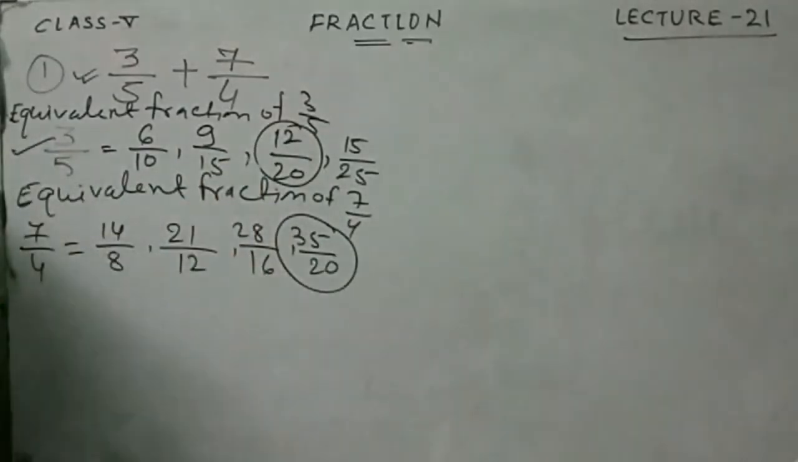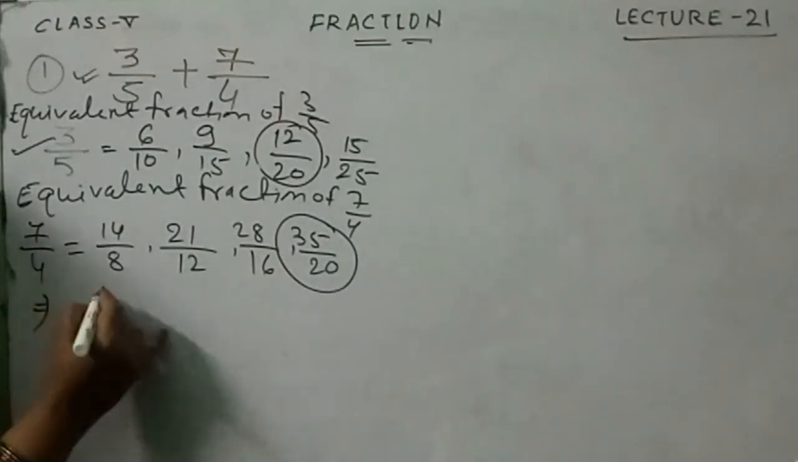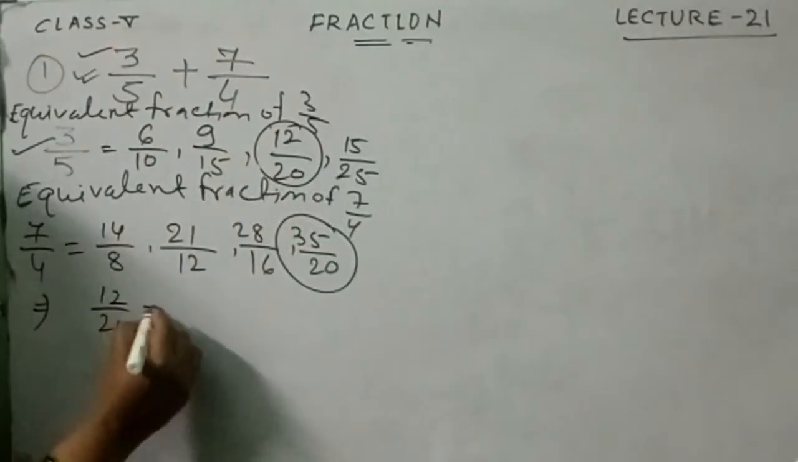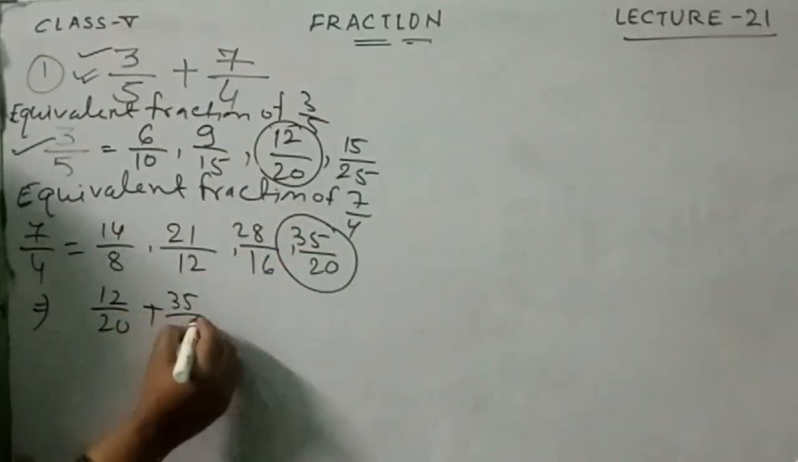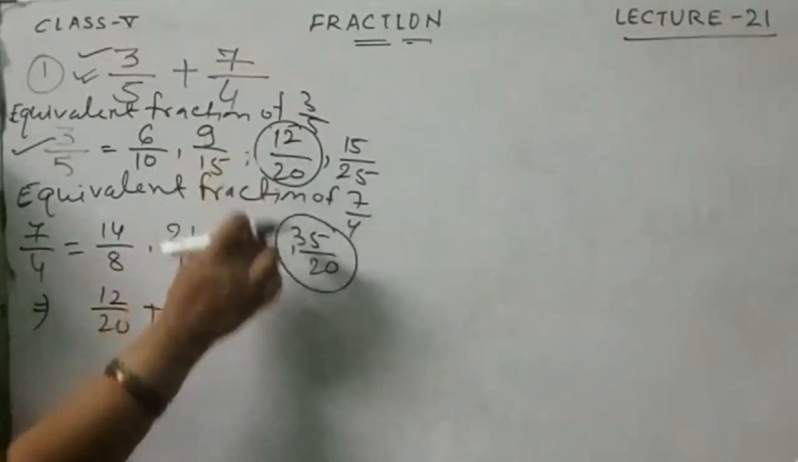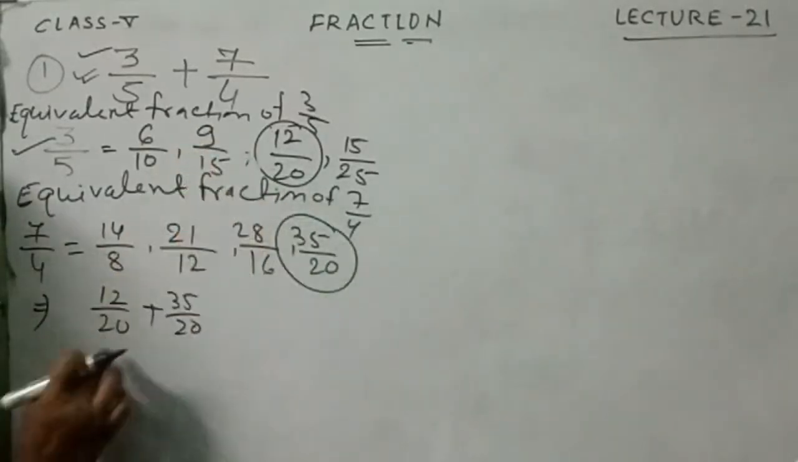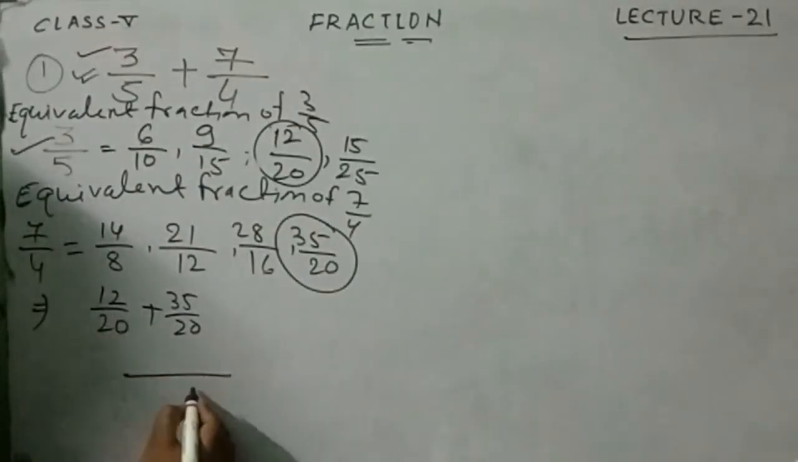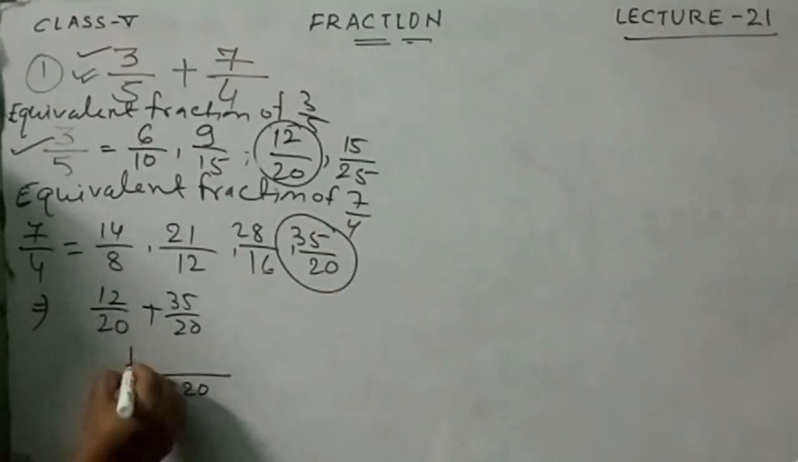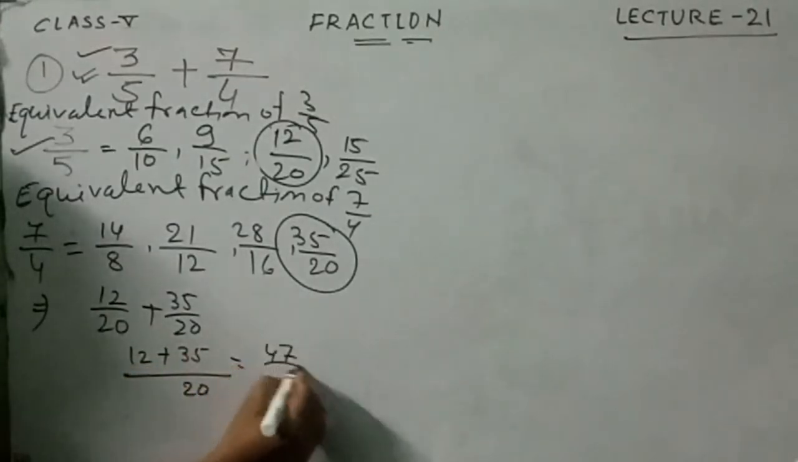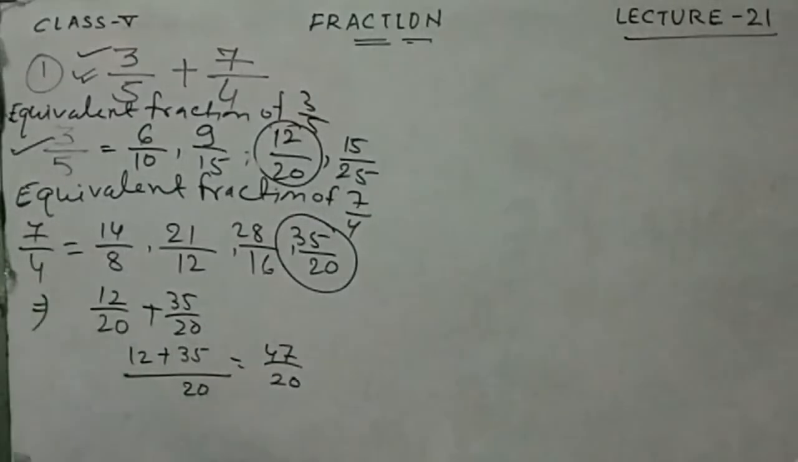You have to take both the fractions together. In place of 3 by 5 we will write 12 by 20, and here 35 by 20. Both have the same denominators, so we will write the fractions together. Same way, we write 20 in the down, and here 12 plus 35, and see, 47 by 20. That is your answer.